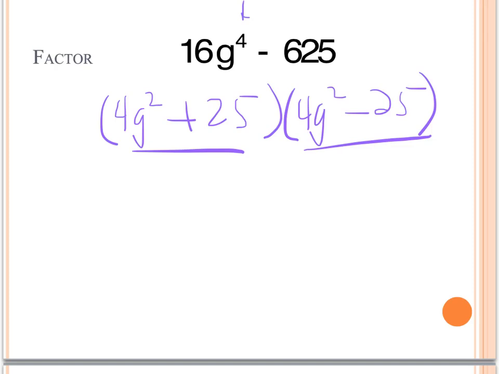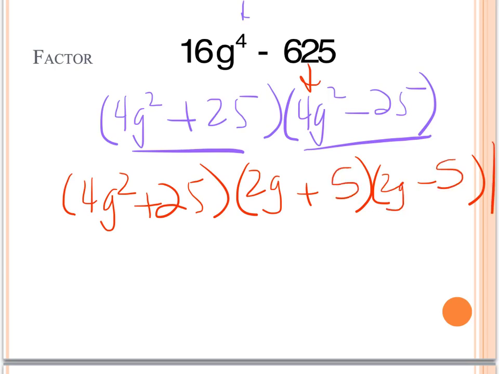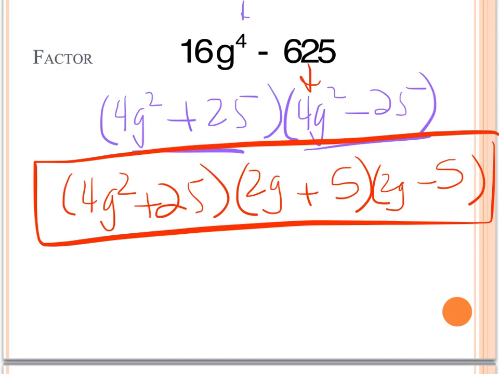That is, again, the difference of 2 squares. So I get 4g squared plus 25. And then a plus minus again, right? The square root of this one is 2g. The square root of the last one is 5. And now I cannot factor it any further.